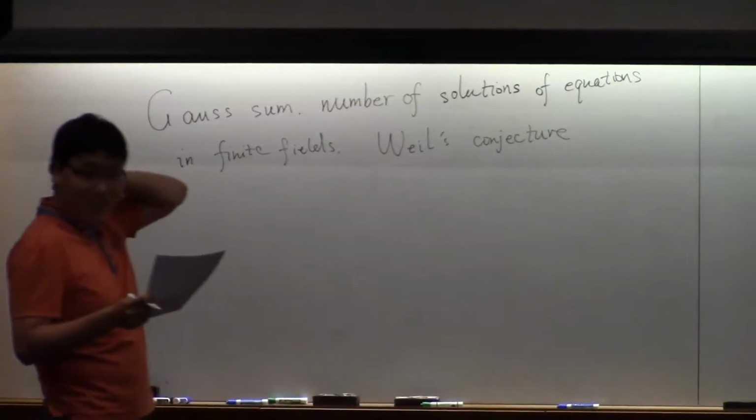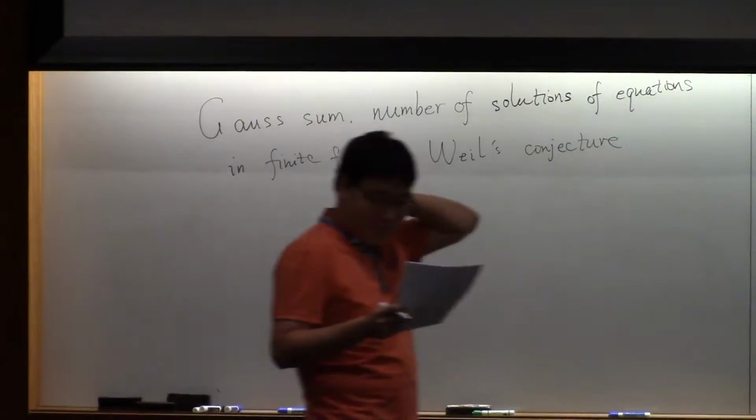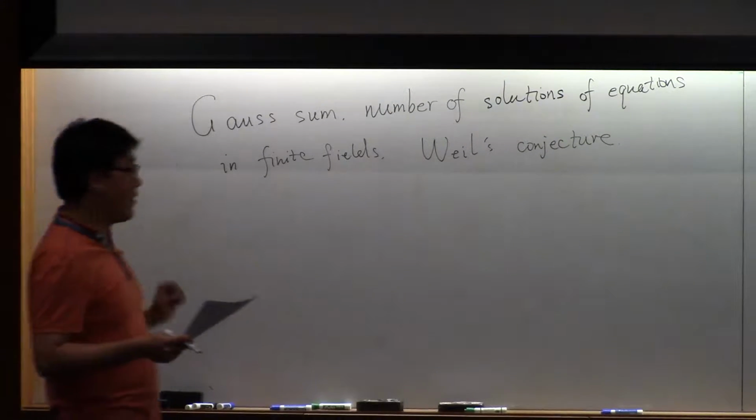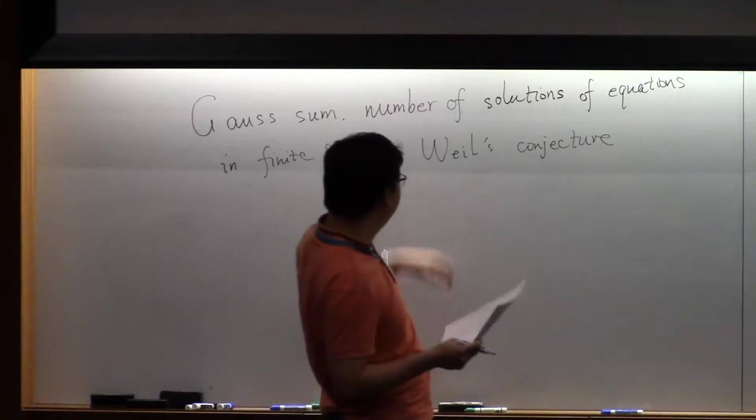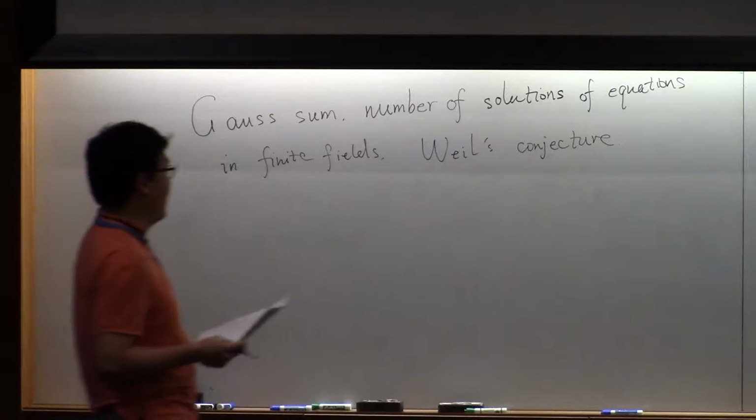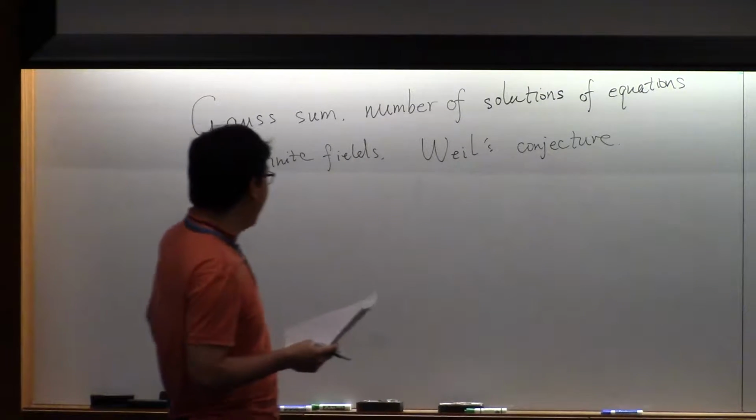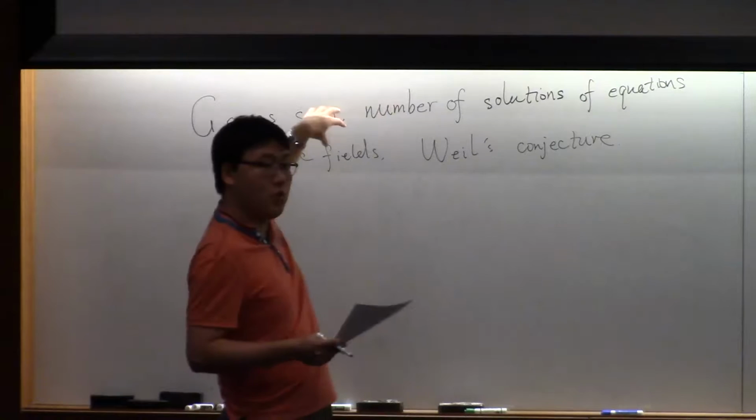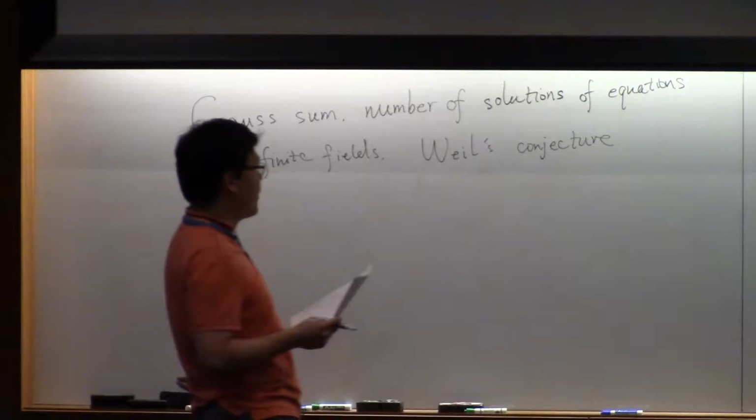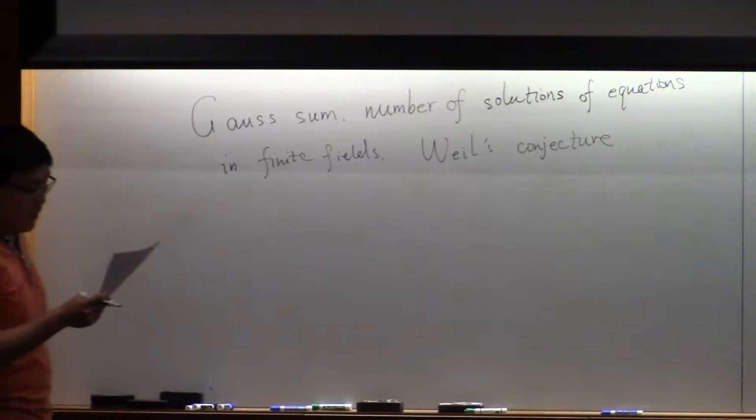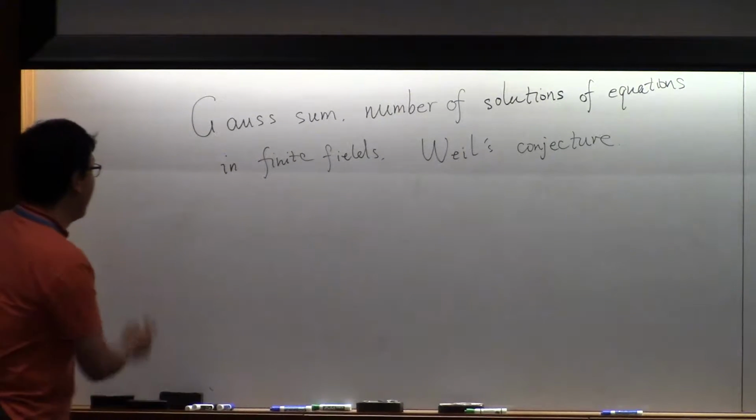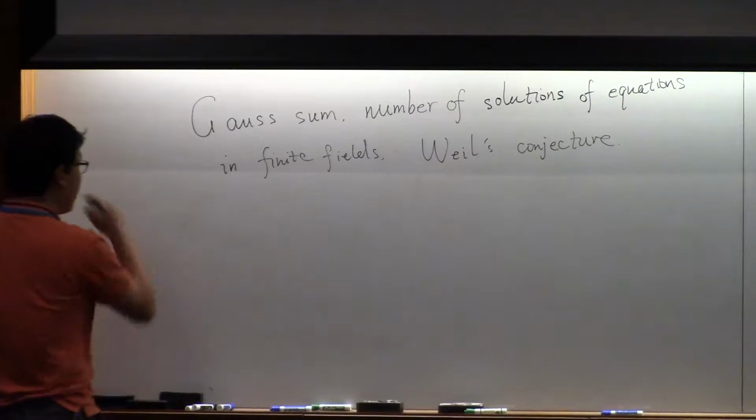I'm the last speaker, and hopefully you can still keep alert to listen to my talk. I'll talk about three things today. First, I will talk about the Gauss sum, and then I will talk about the number of solutions of equations over finite fields. And then I try to relate these two topics, and then I will explain how we made this conjecture about the zeta functions for projective quadratic lines. So first, the Gauss sum.